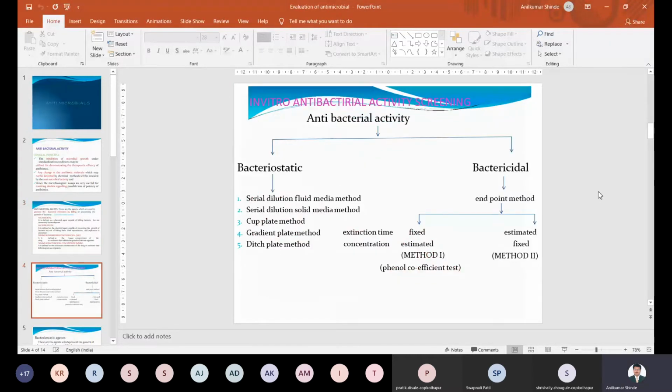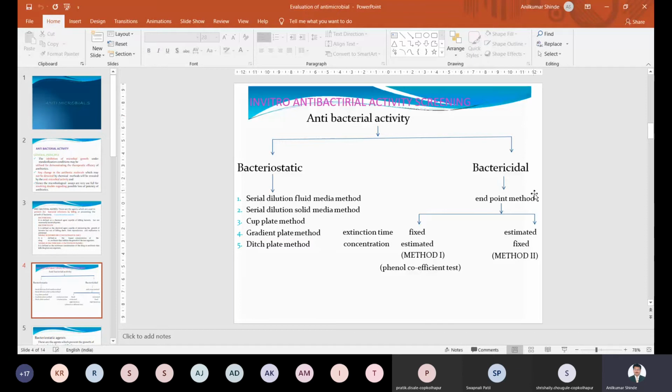Then this is our in vitro antibacterial activity screening. This antibacterial activity will be bacteriostatic and bactericidal. All right. For bacteriostatic, we have already seen the different methods we can use: serial dilution in fluid media, serial dilution in solid media, the cup plate method, gradient plate method, and dish plate method. Understand it? Generally, this test can be conducted to see the bacteriostatic activity of a particular antibiotic or antibacterial agent, whether it prevents the growth of the microorganisms or not, determined with the help of these methods.